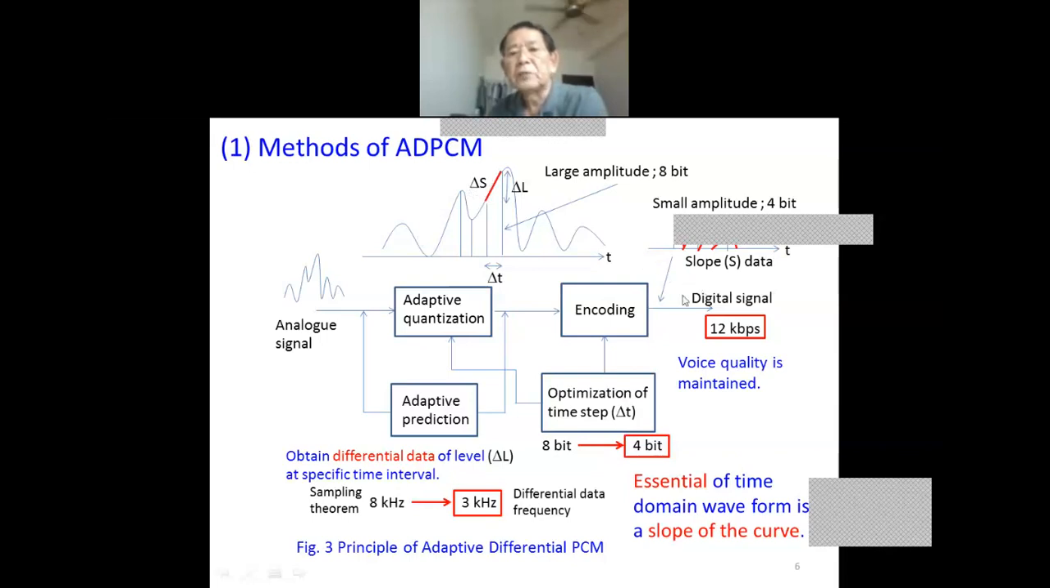The slope data is sent like this. Only slope is sent. Compared to the original sampling value, this sampling value is very large. Amplitude is large, so 8-bit is needed to digitize this amplitude. However, in the case of slope data, the amplitude becomes small. So only 4-bit is sufficient for digitizing the amplitude.